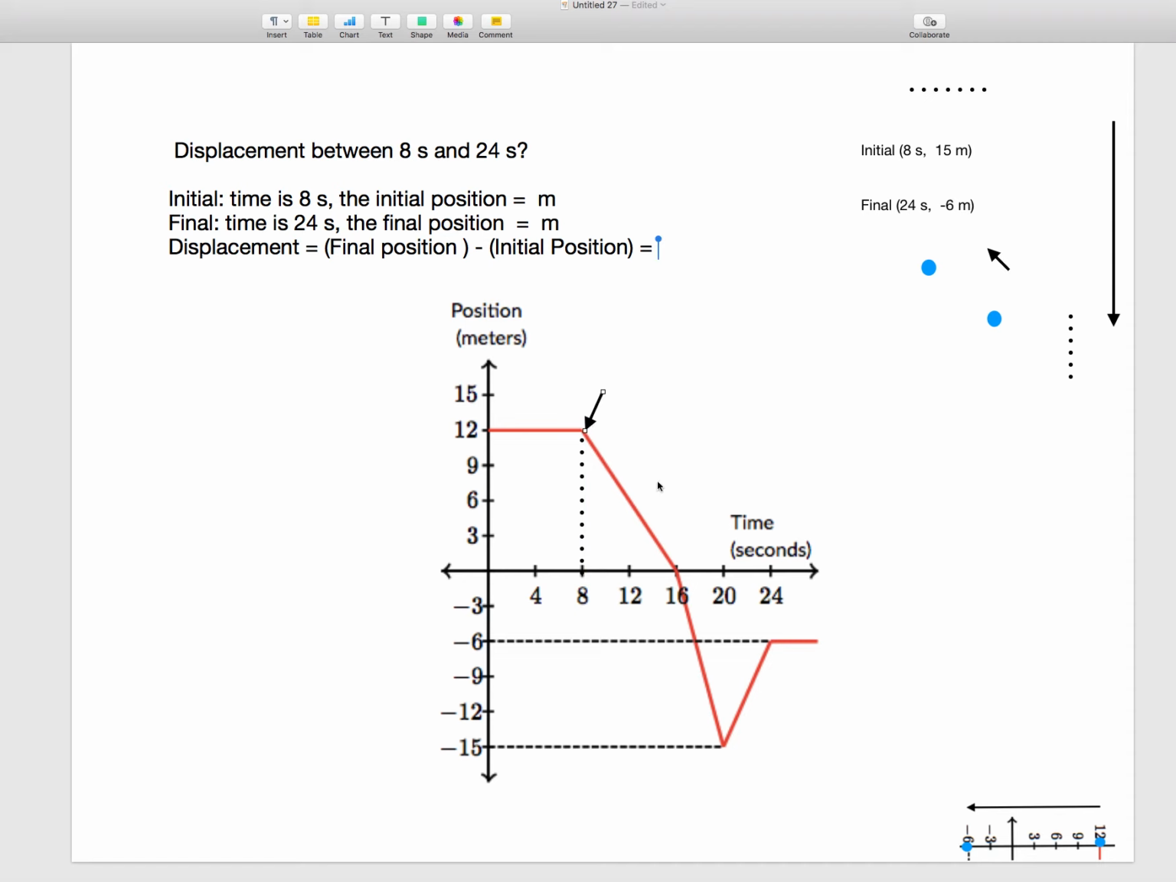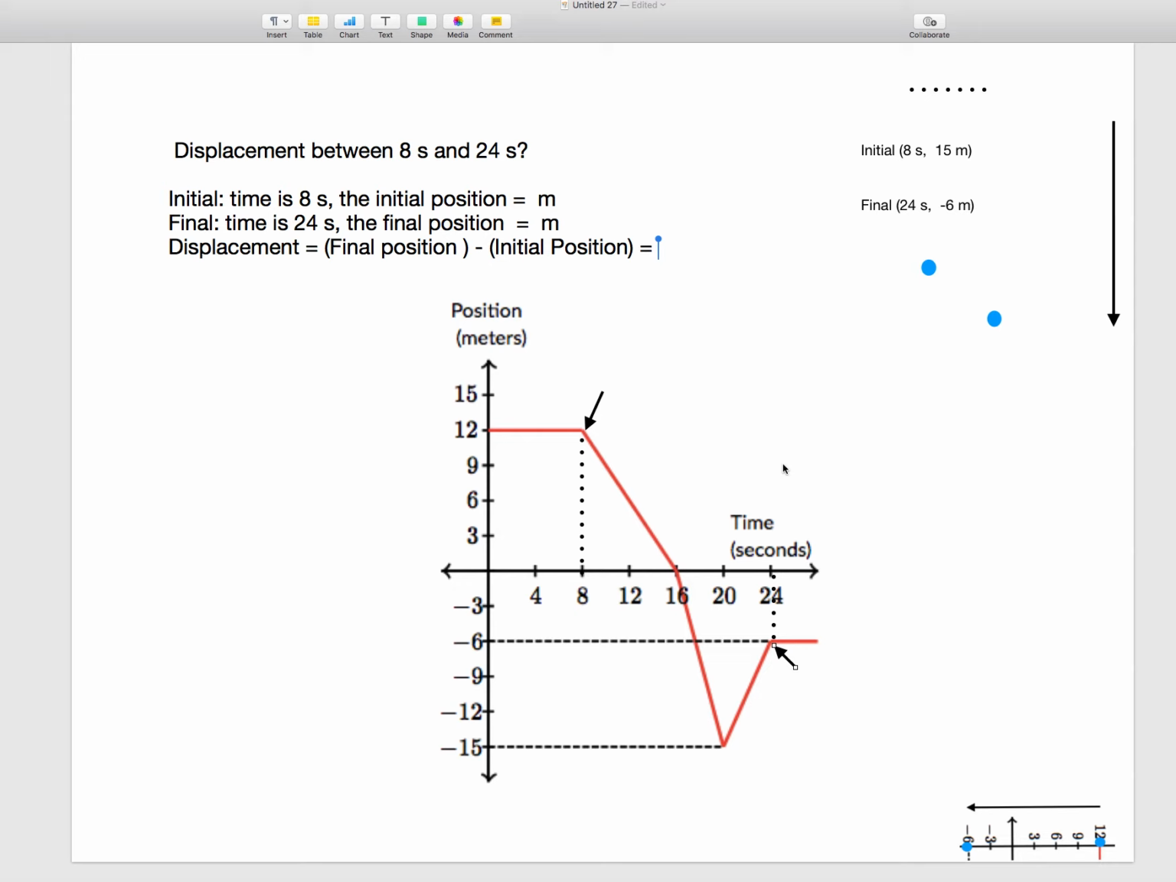Okay, and then we end at 24 seconds. So this is 24 seconds. I need also to find the point on the graph that corresponds to 24 seconds. So I do the same thing here. I come down vertical, and that point here exactly would be the final data that I need to collect.